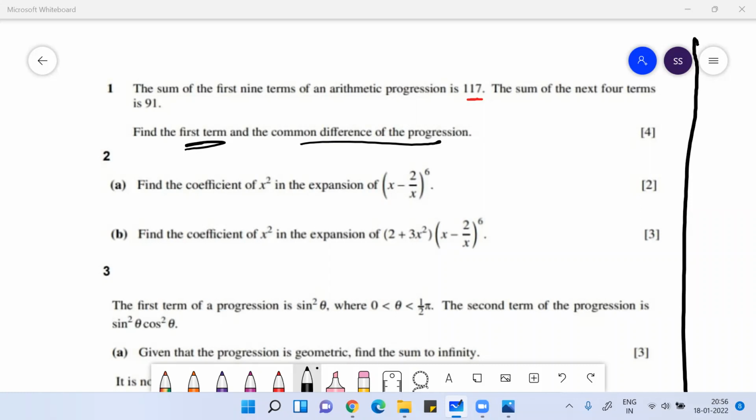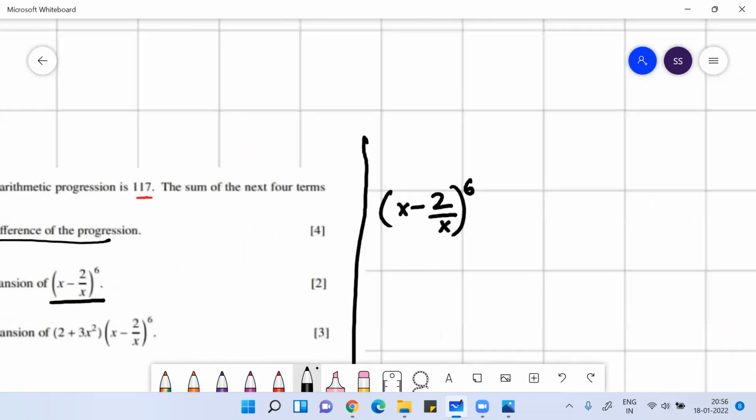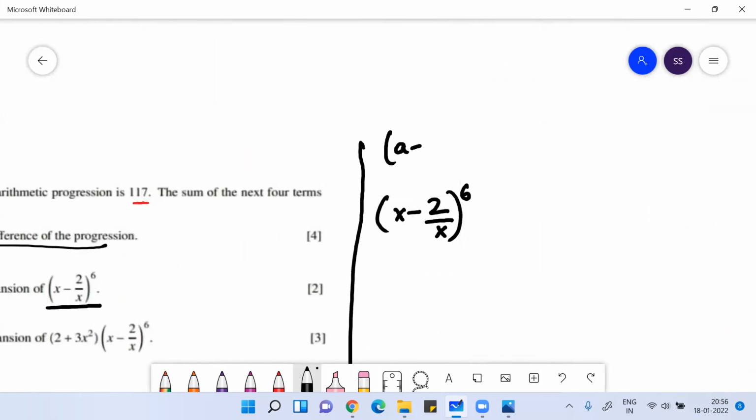Now talking about question number 2, we need to find the coefficient of x square in this expansion. If you see this, x minus 2 by x to the power 6, we need to find the coefficient of x square. So this is nothing but a minus b to the power 6. If you are not very confident, you can start writing Pascal's triangle for that. If you are confident, no need to write that. You can do it by nCr.